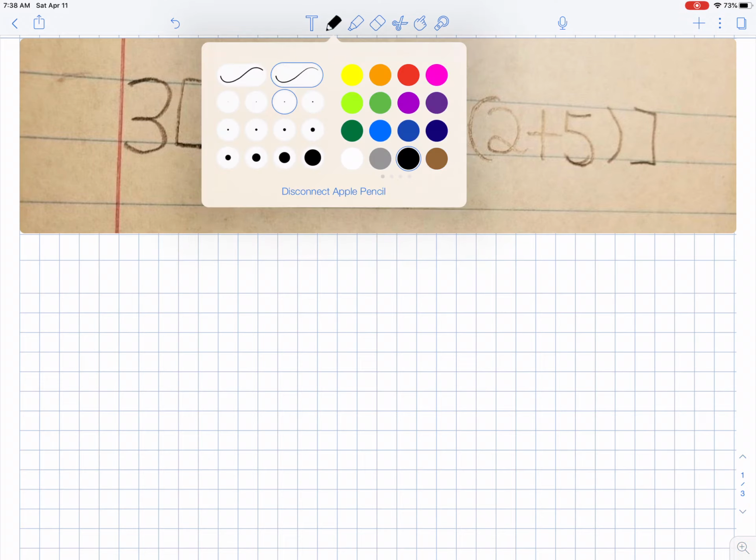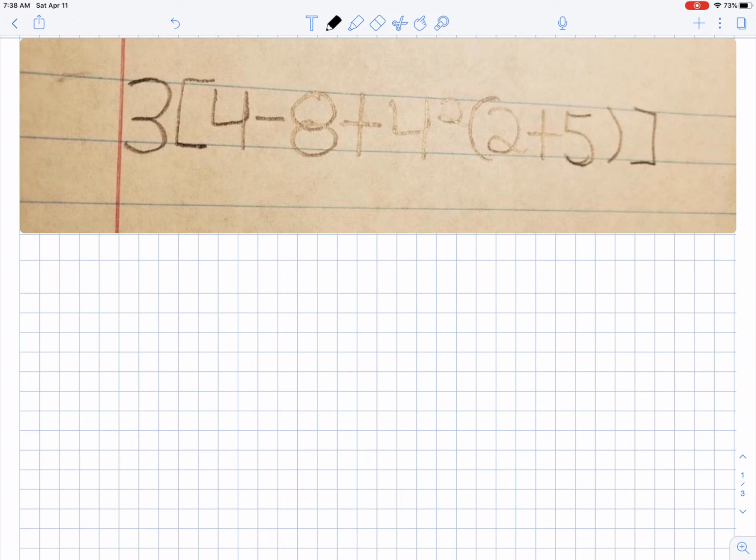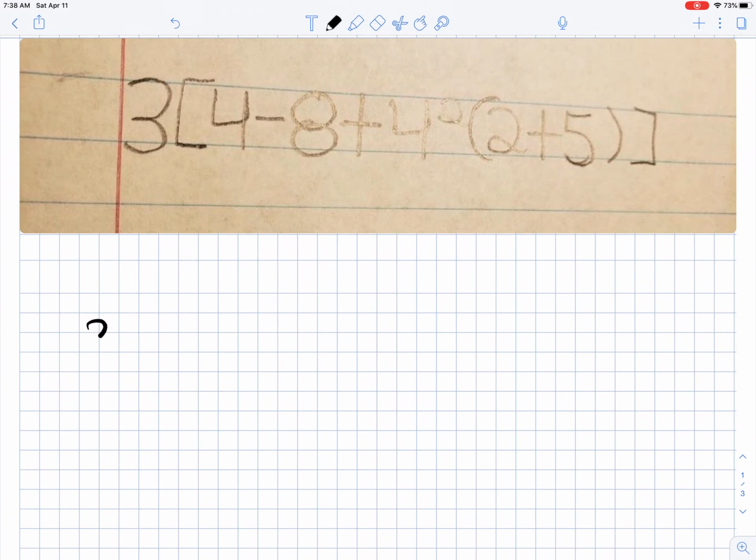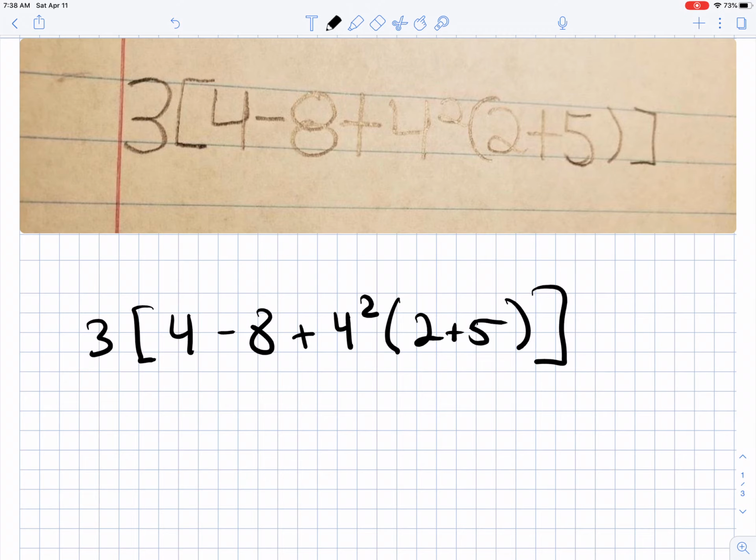So yeah, when I'm solving something like this, first let me just start by getting a copy of the original. We have this 3 times 4 minus 8 plus 4 squared times 2 plus 5. Okay.